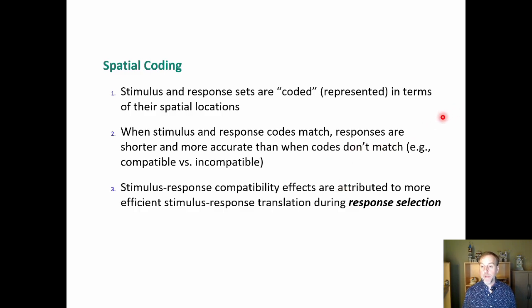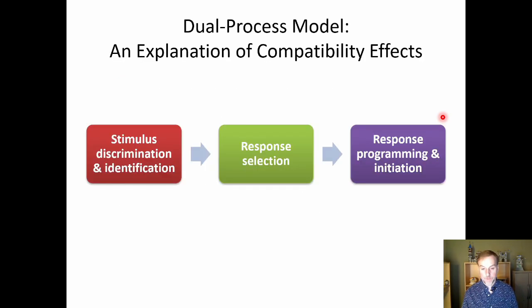Stimulus-response compatibility effects are attributed to more efficient stimulus-response translation during response selection. And so far, I think it just makes sense that your brain saying left goes with left, right goes with right would be easier. But we're going to delve into a more detailed interpretation or explanation of that, and that is with the dual process model.